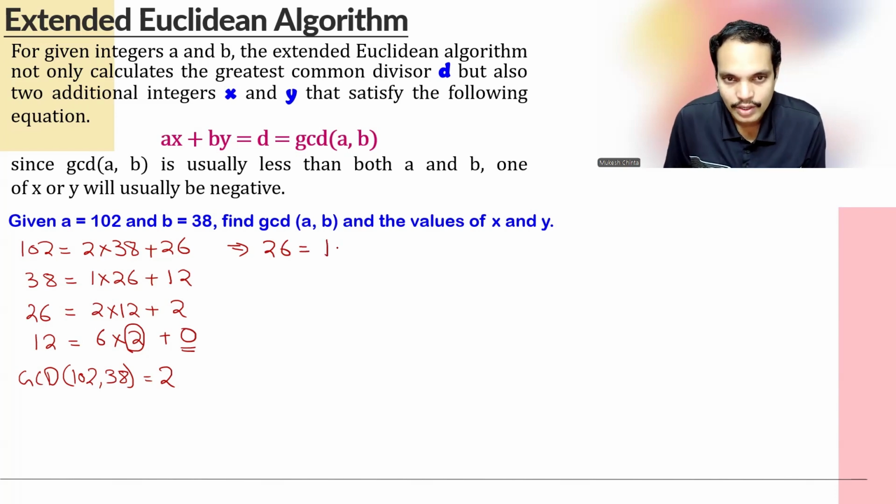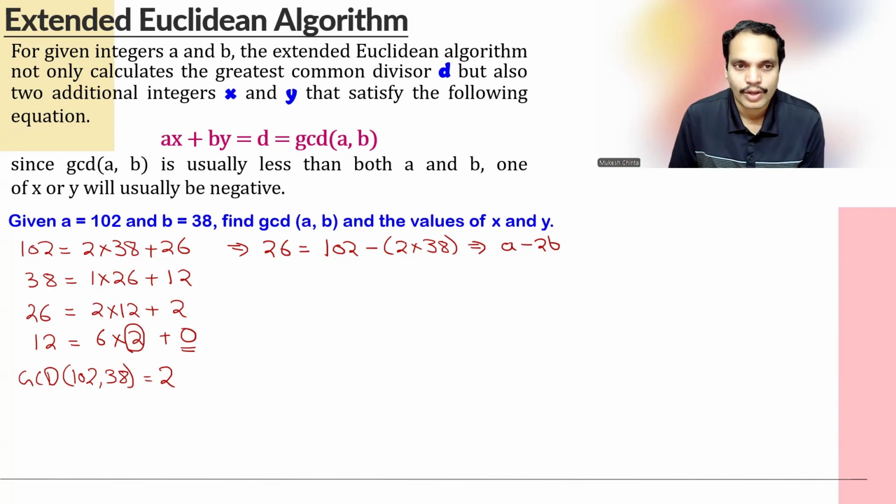We got it in such a way that 102 minus 2 into 38, isn't it? What is 102? A. So I can write it down as A minus, what is 38? b. So A minus 2b. This is what we are writing as 26. What is the remainder here? 12, isn't it? So 12 is equal to, how did I get 12?